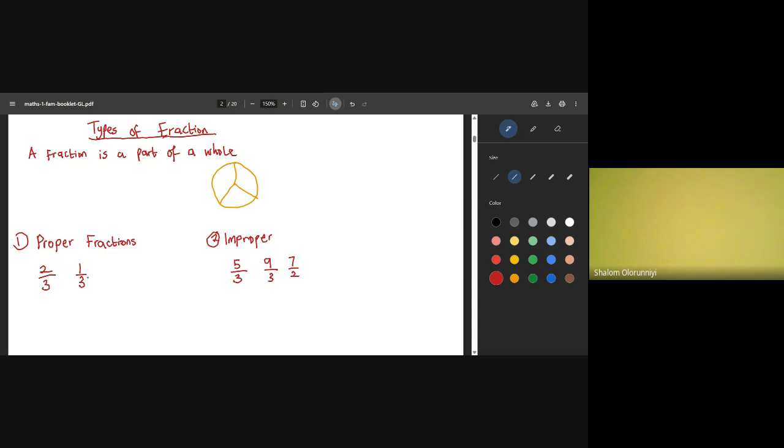Let me add some examples here randomly for proper fraction. Numerator is less, so I could say 4/11. This is a proper fraction because you could get 4 parts out of 11. But it's improper when the numerator is bigger. You can't get 5 parts out of 3. You can't get 9 parts out of 3. You can't get 7 parts out of 2. Right? So that's how you get improper fractions.